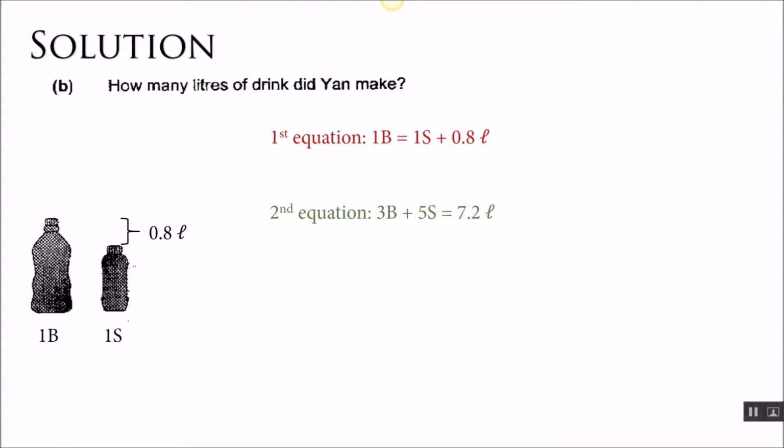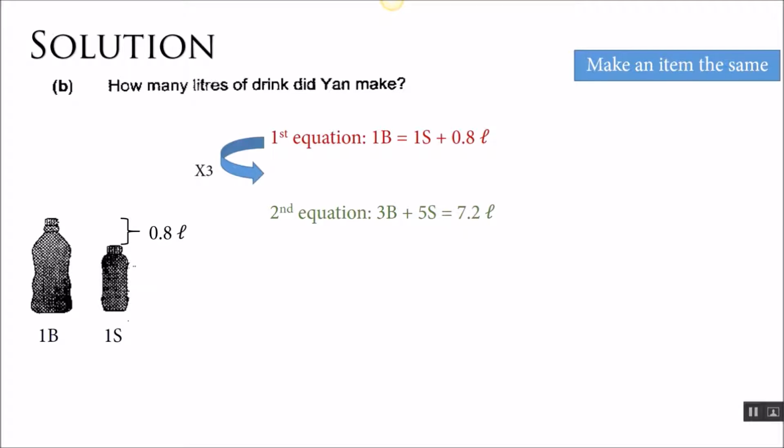To solve a pair of simultaneous equations, what we have to do is to first make an item the same. In this case, I have chosen to make the big bottle the same. To do that, I just have to multiply the first equation by 3, and this is what I will get: 3 big bottles equals 3 small bottles plus 2.4 liter.